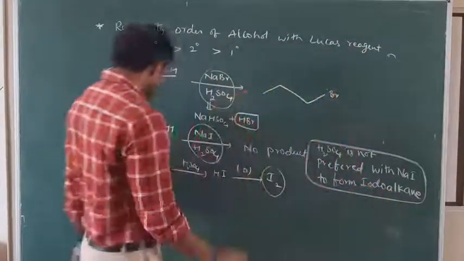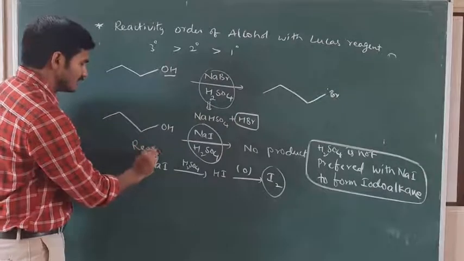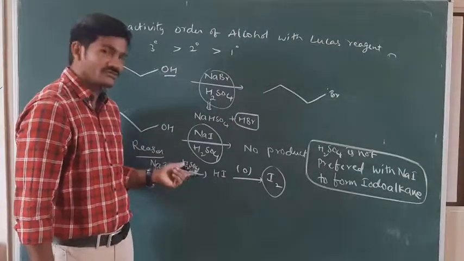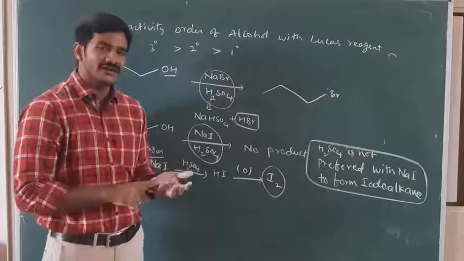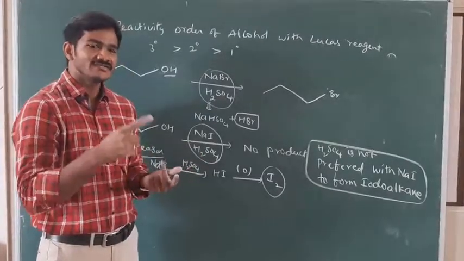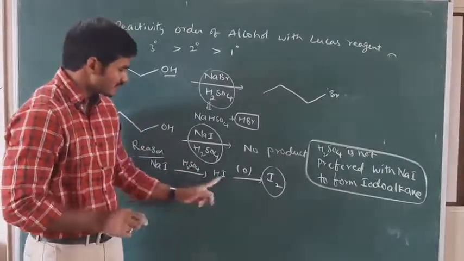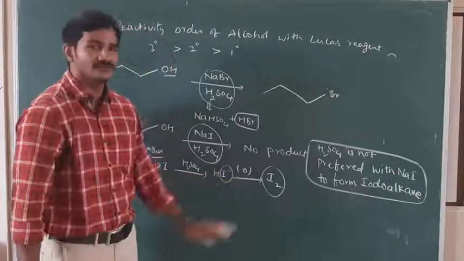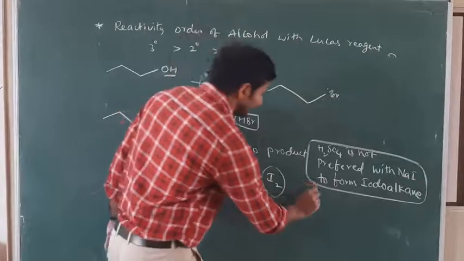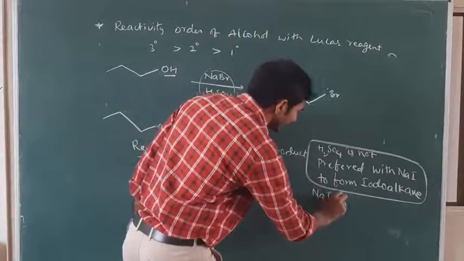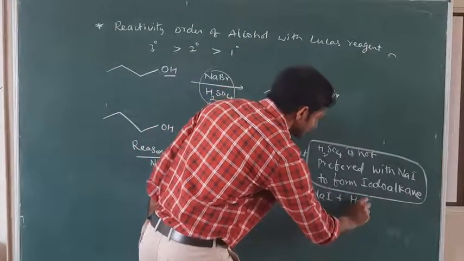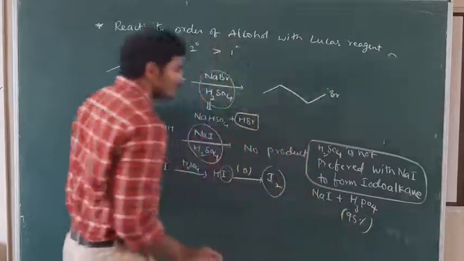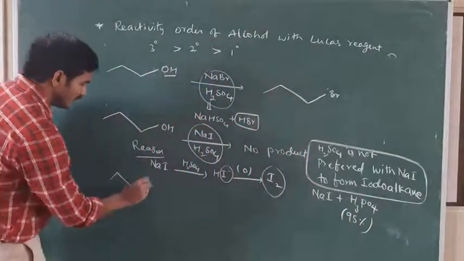Why is it not formed? This is the reason. NaI can be converted into HI with H2SO4. H2SO4 is a strong acid, a dehydrating agent, and a strong oxidizing agent also. It can oxidize iodide into iodine also. So then what do we have to do? NaI can be taken with phosphoric acid. 95% phosphoric acid can be taken to prepare the iodoalkane.